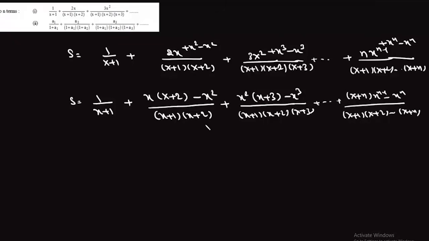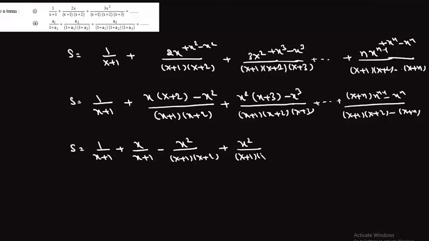Now what we'll do is we'll split each term in two parts. So we can write 1 upon x plus 1, and here x plus 2 will cancel. It will be x upon x plus 1 minus x square upon (x plus 1)(x plus 2). Here x plus 3 will cancel. So it will be x square upon (x plus 1)(x plus 2), and then all other terms. And here x plus n will cancel.